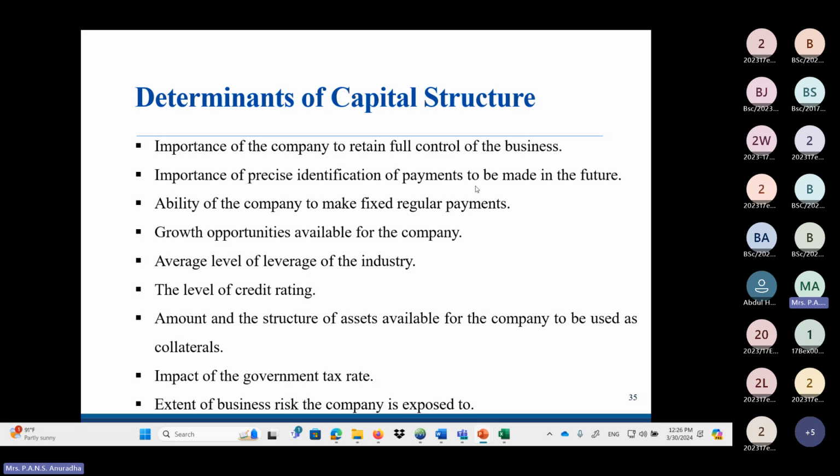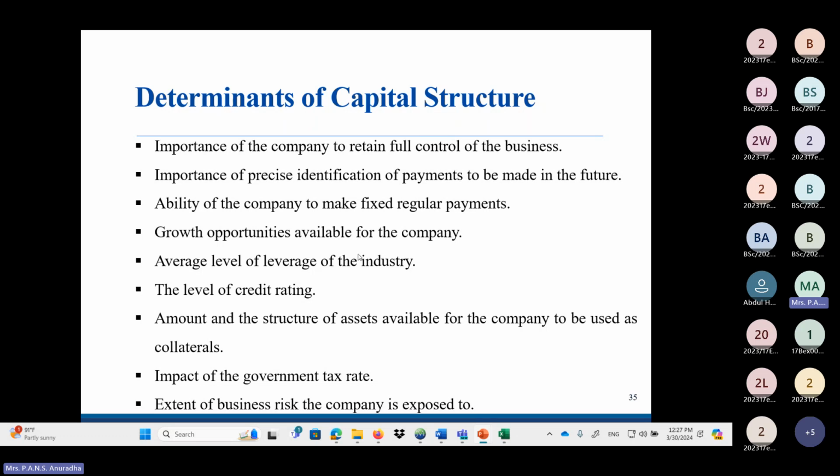Importance of the precise identification of the payments. If you want to identify clearly what is the cash outflow, then you can increase the debt, because when there is more debt, we know what our financing cost is. But for the equity capital, dividends are fluctuating. So identification of the cost or the dividends is difficult. So if managers want to identify the payments exactly, you can increase the leverage, debt level. Ability of the company to make the fixed regular payment. If the company is a matured company, if they have ability to pay the fixed payment regularly, we can increase the debt level.